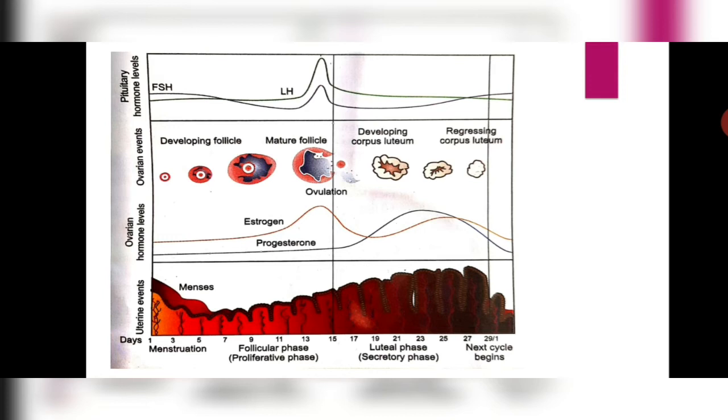But in case the ovum gets fertilized, then the endometrium will remain as such and placenta formation will occur. During pregnancy, all the events of menstrual cycle stop and there is no menstruation. The menstrual cycle permanently stops around the age of 50 years, and this phenomena is known as menopause. I hope everybody has understood.